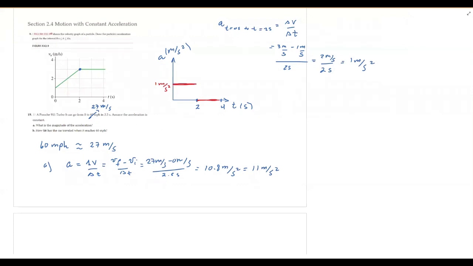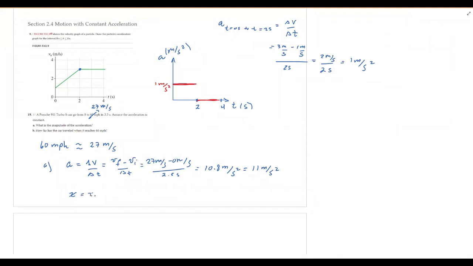Now, the second question here is how far had the car traveled when it reached 60 miles per hour? So how far did the car travel when it reached 60 miles per hour? We have two different ways to calculate this. We can just use the equation of position, and we say the position, or the variation in position.